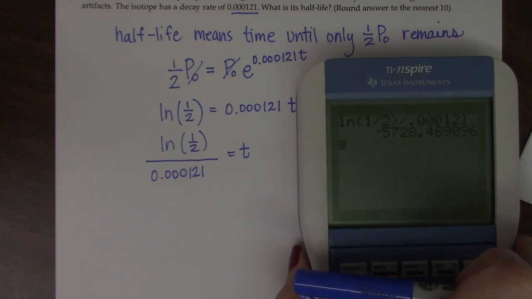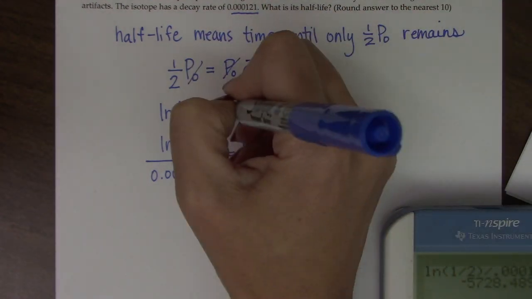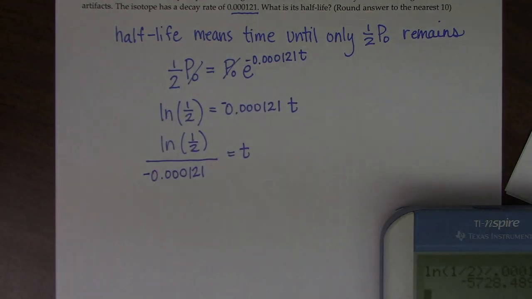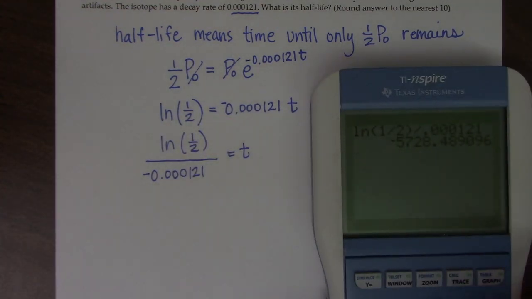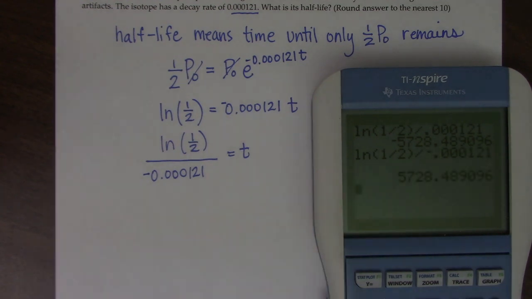Notice I got a negative answer. That's because this was a decay rate. So this actually should have been plugged in as a negative number. So if I go back, oops, clear. So if I go back here on my calculator and I adjust that to be negative, we can see now we get a positive time. So the fact that I was getting a negative time was a clue that I didn't type something in the calculator correctly. So it's 5,728 years. And so it's saying round to the nearest 10.